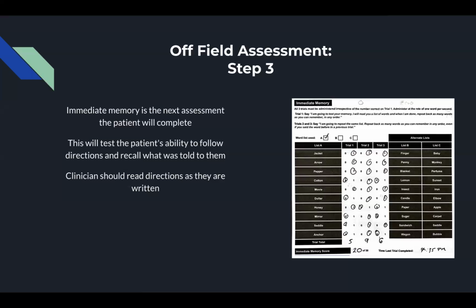We do it a final time for a third time. And as you can see, they got a final score of 6 on that third trial. Overall, their immediate memory score was logged as a 20 out of 30. And you make sure to clock the time at 7:35 p.m. because you will be using these words again, indicated further in the assessment.